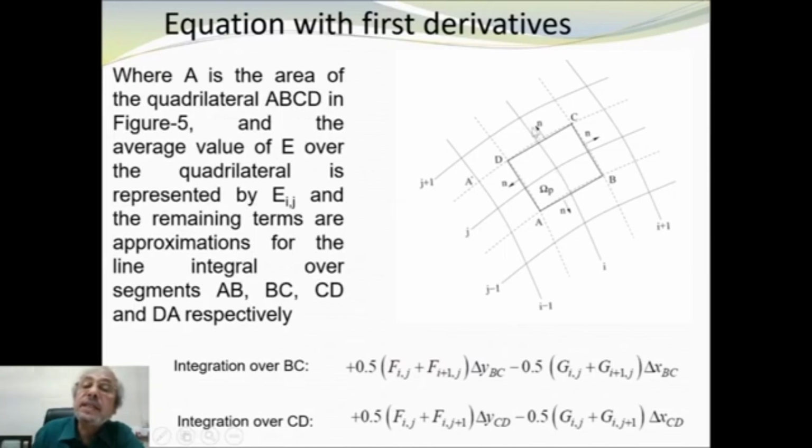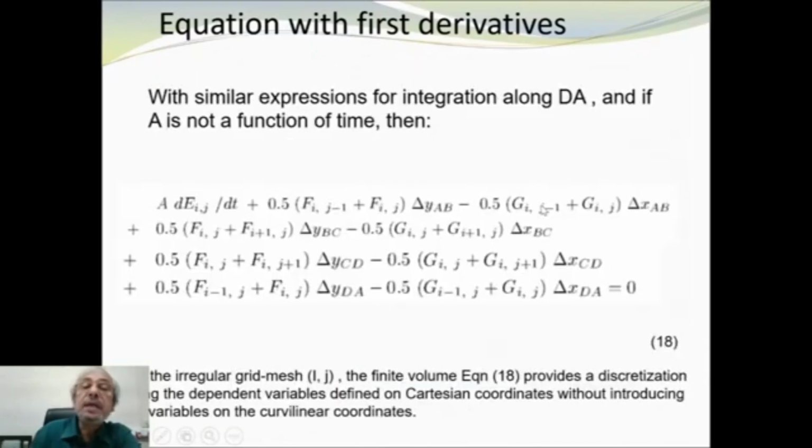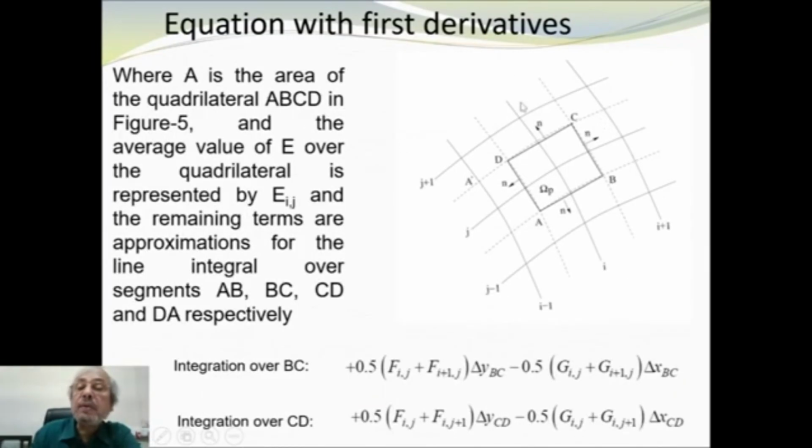So (G_ij plus G_i,j+1) by 2. This way we can keep calculating. We will also calculate on the DA side, so a similar expression for integration along DA, and then the cycle will be complete. It will be integration over ABCD. This elemental control volume will be over.